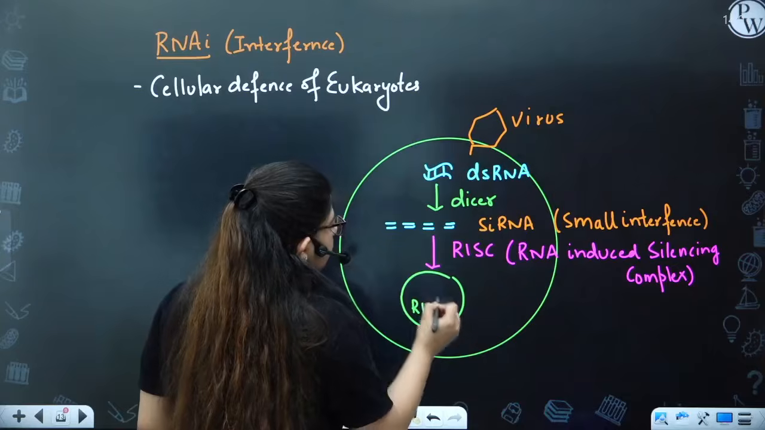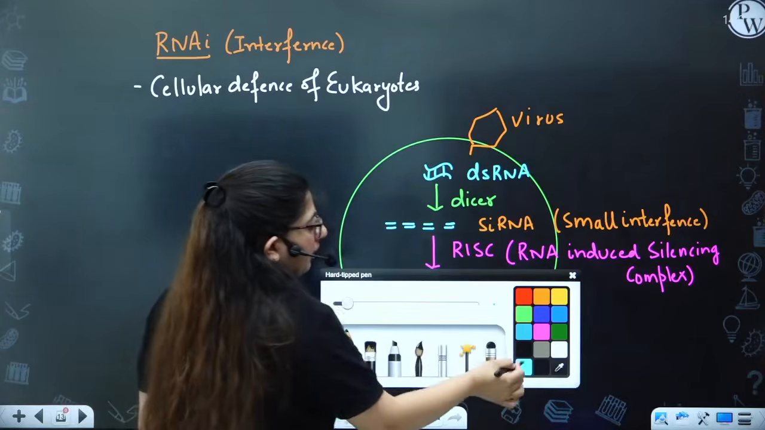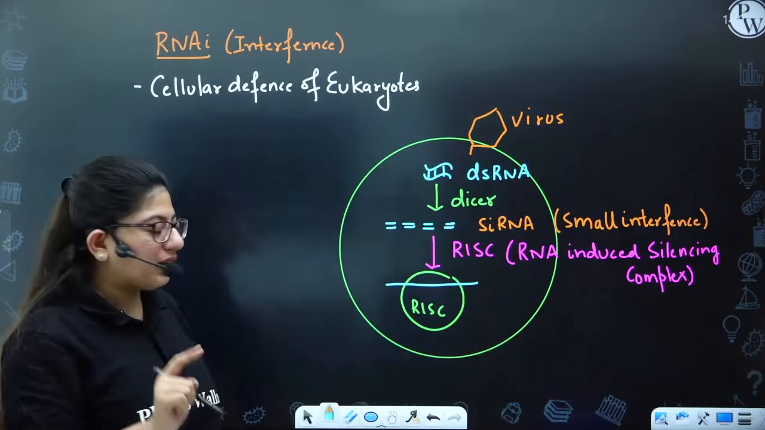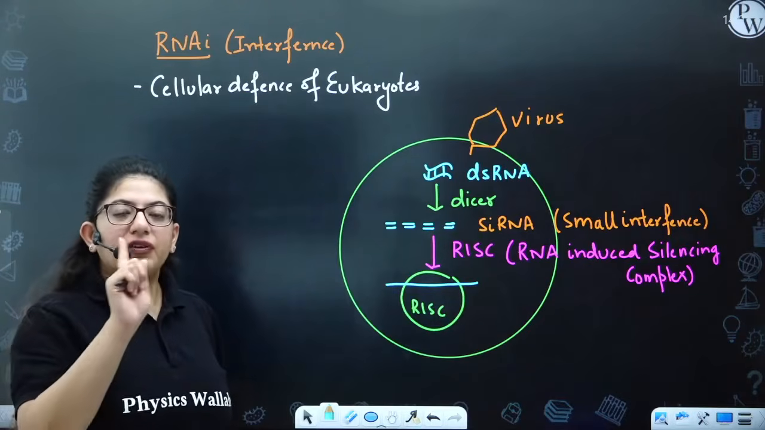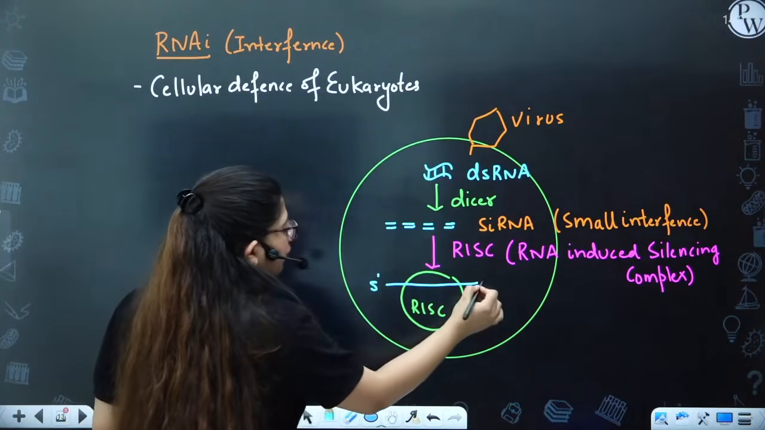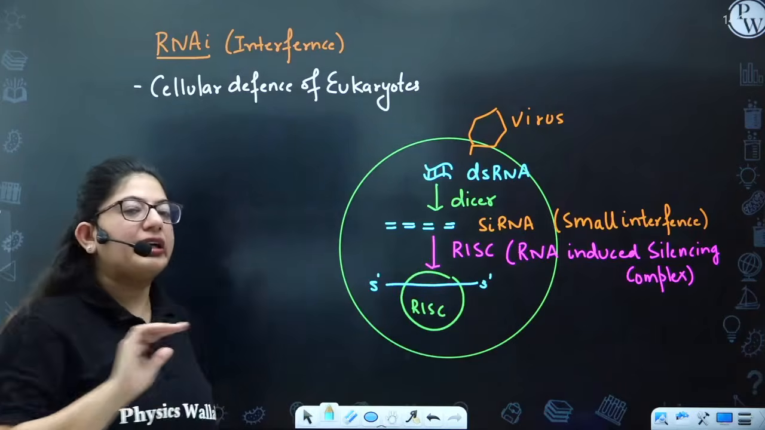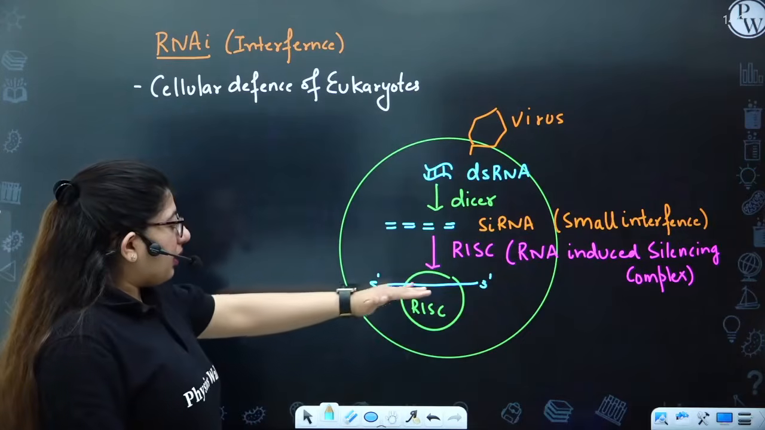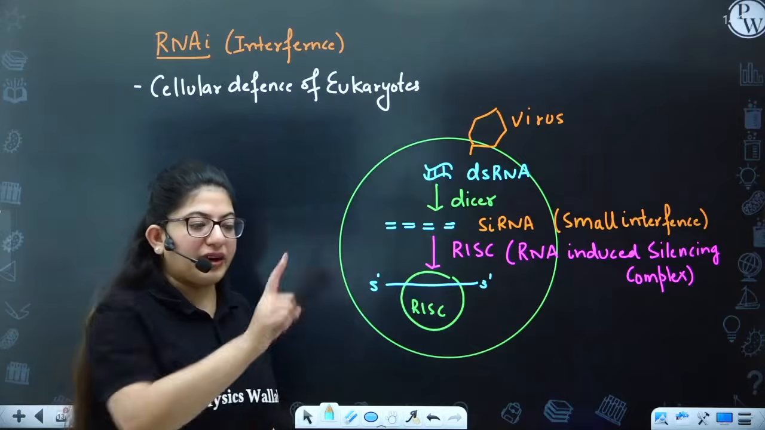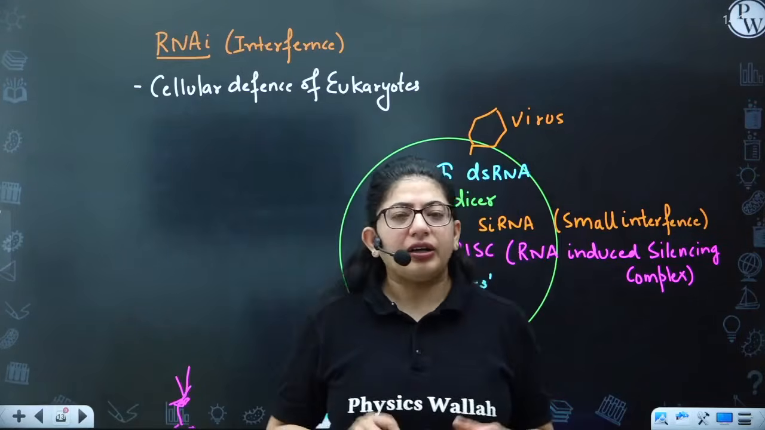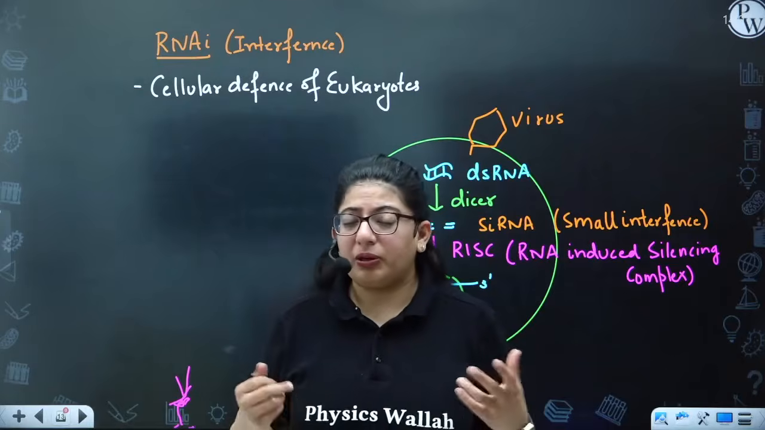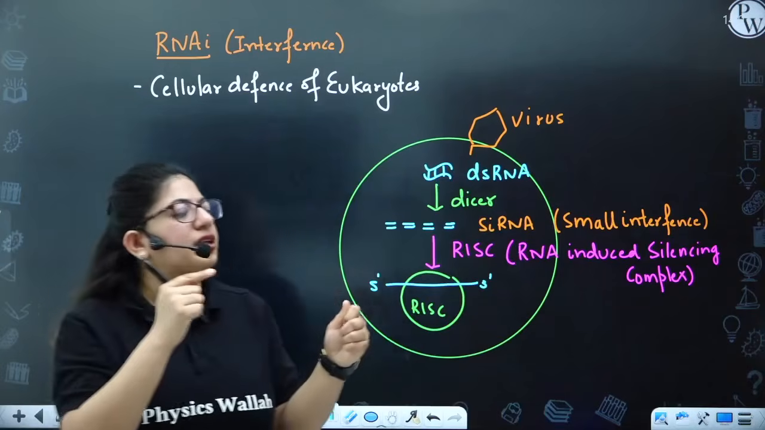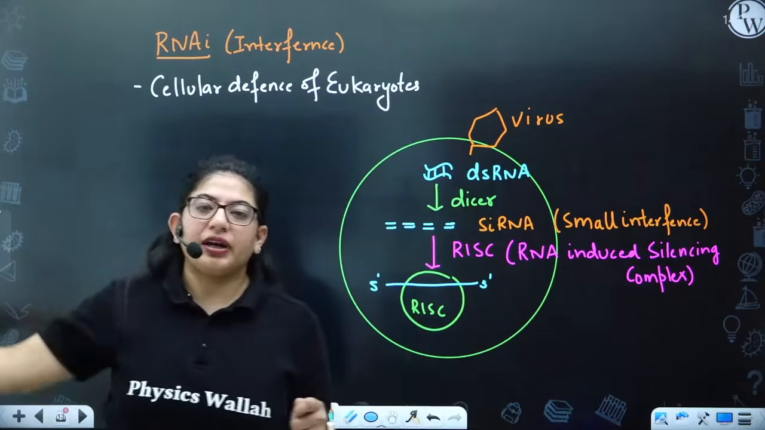Now what RISC does is, it will pick up one small interfering RNA and keep one of its strands, and it will destroy the other strand. It will keep one strand, like 5' to 3', and kill the 3' to 5'. Why is it keeping one strand? To identify. For example, if I tell you to find this person, how will you find that person? Until I give you a photograph, you will not be able to find them. So we carry a photograph and look for where that person is. Once it is matched, you will hold that person and bring them to me, right?